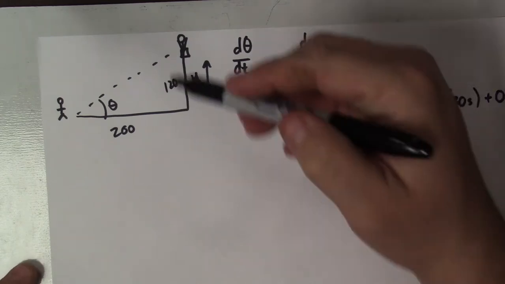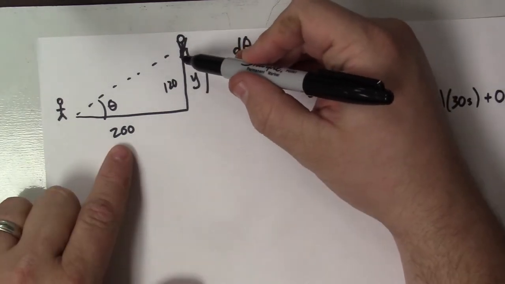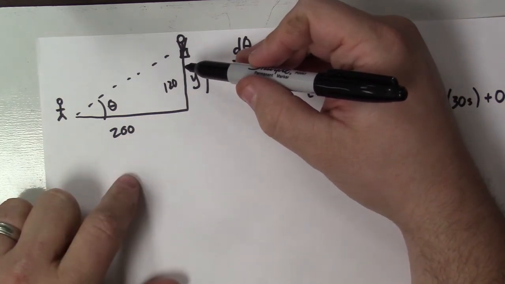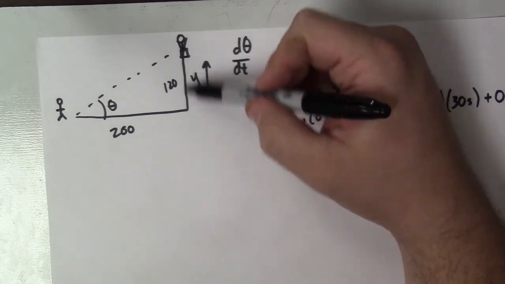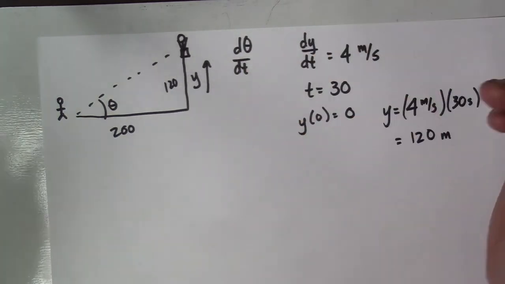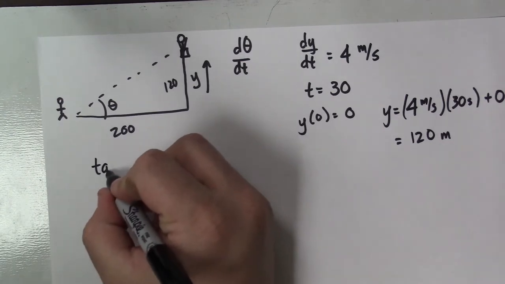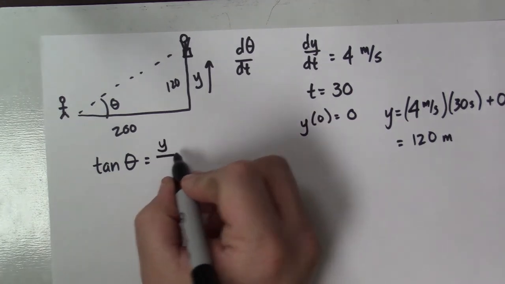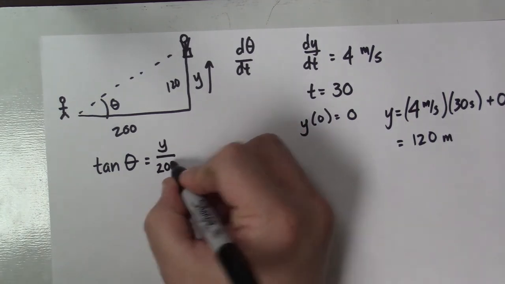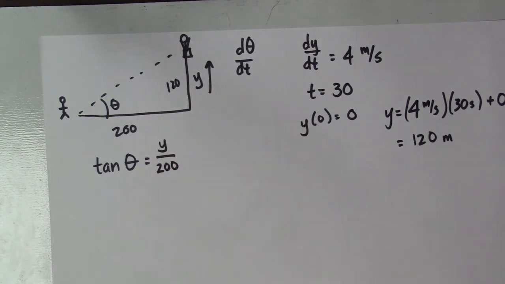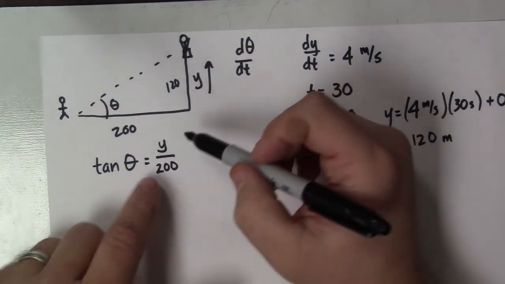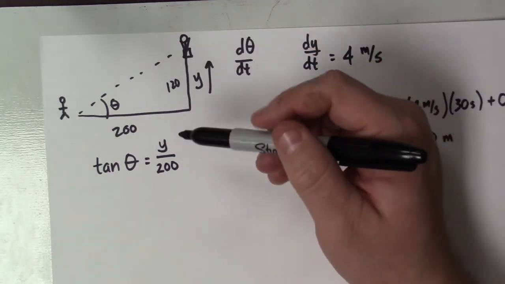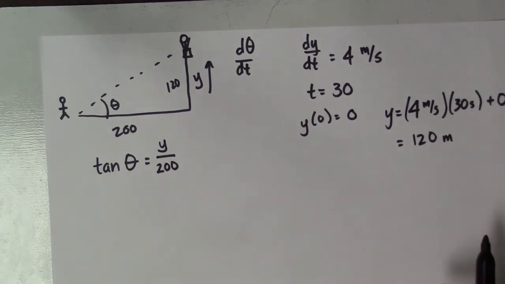Now, how do I relate the y to this angle? Oh, wait. The tangent of theta is the opposite side over the adjacent side. And we know that that's 200. If this was pre-calc, I would just say, what's the angle? Well, the angle is the inverse tangent of 120 over 200. It's not what it asked me.